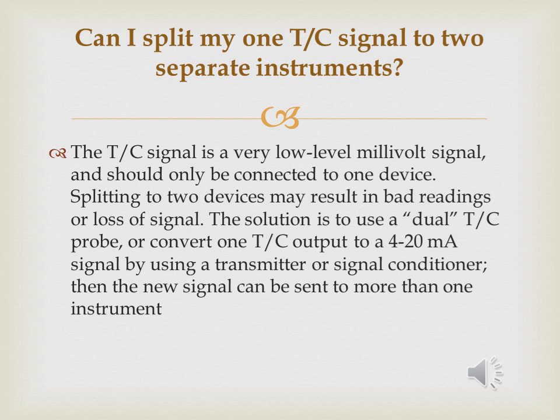Can I split my 1 T/C signal to 2 separate instruments? The T/C signal is a very low-level millivolt signal, and should only be connected to one device. Splitting to 2 devices may result in bad readings or loss of signal. The solution is to use a dual T/C probe, or convert one T/C output to a 4-20 mA signal by using a transmitter or signal conditioner. Then the new signal can be sent to more than one instrument.